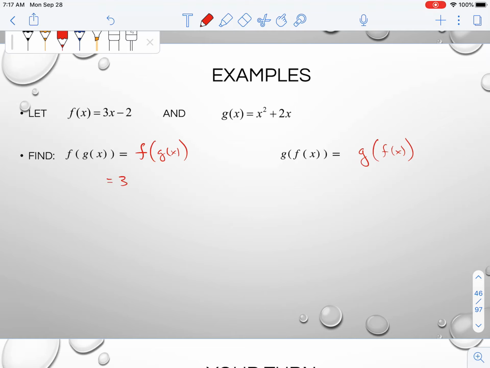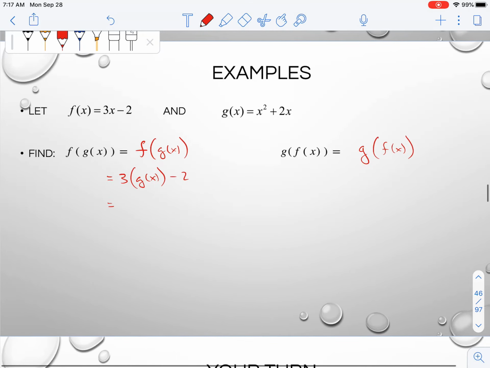So here I'm really going to have 3 times my entire function g of x minus 2. So when I actually do the substitution, you can skip this step here. You don't really need to show that. All right, I'm going to have 3 times the entire function x squared plus 2x and minus 2. So here when I distribute, I'm 3x squared plus 6x minus 2.